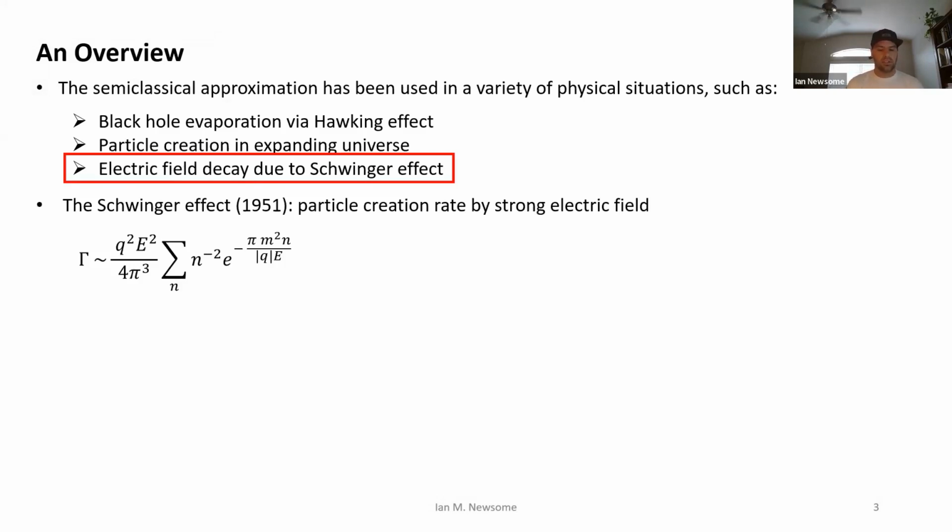The original calculation by Schwinger considered a constant electric field, resulting in the following particle production rate gamma. Here, Q and M are the charge and mass of the created particles, and E is the strength of the electric field. Now, this rate will be exponentially suppressed unless this characteristic quantity QE over M squared is at least of order unity, whereby significant particle production is expected to occur.